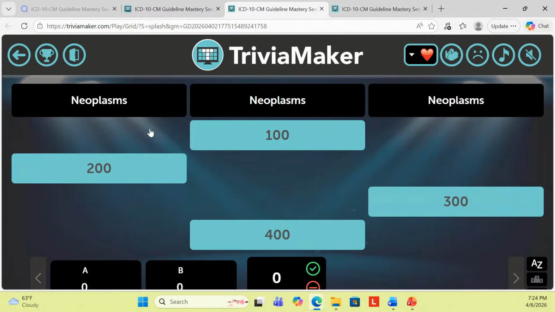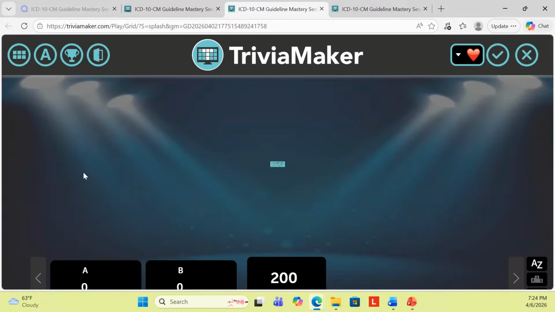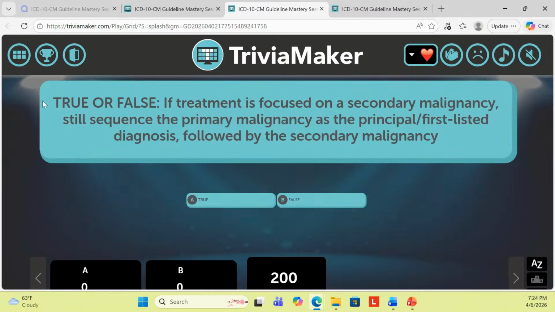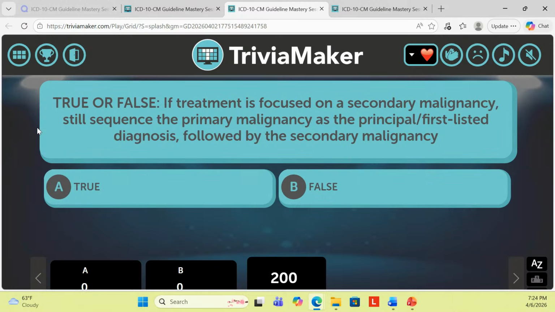So let's go to a 200. All right. True or false? If treatment is focused on a secondary malignancy, still sequence the primary malignancy as the principal or first listed diagnosis, followed by the secondary malignancy. So this is another sequencing one. If they're coming in to get treatment for secondary malignancy, how are we sequencing this? Is it going to be true or false? I know it's a lot of words, so I'll give you guys a few seconds to look it over.